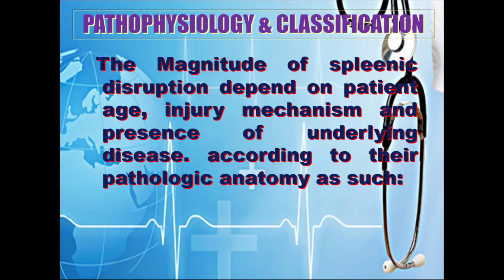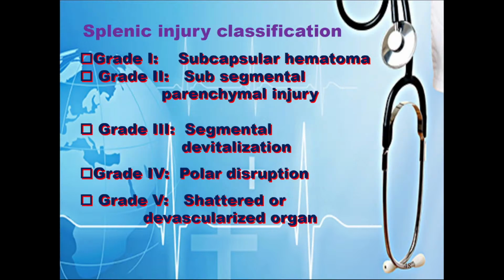Okay, pathophysiology and classification. The magnitude of splenic disruption depends on the patient's age, injury mechanism, and presence of underlying disease, according to their pathologic anatomy. Grade 1 splenic injury is subcapsular hematoma. Grade 2, subsegmental parenchymal injury. Grade 3, segmental devitalization. Grade 4, polar disruption. Grade 5, shattered or devascularized organ.